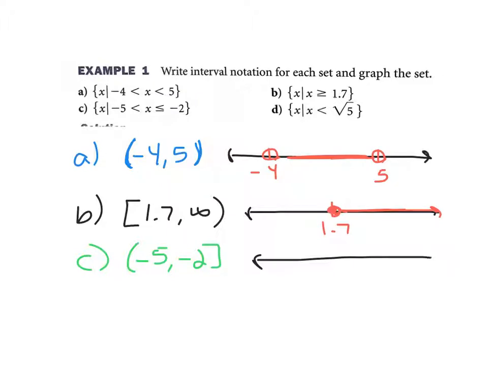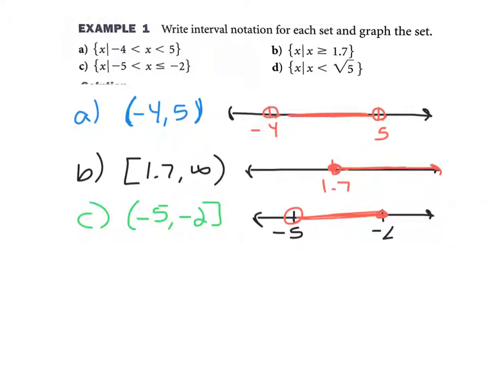Draw your number line. Going from -5 to -2. -5 would have an empty circle because it's not included. The -2 would have a filled-in circle, shade in between. And the last one, I guess I want to do that because it's got a square root in it. No big deal though. It's open to the left, so it's going less than square root of 5. So all the way to the left is -infinity. Square root of 5 is not included, so it's a parenthesis.